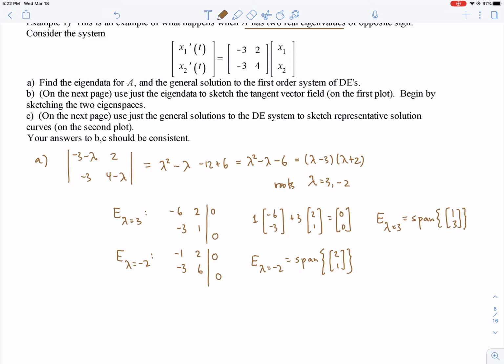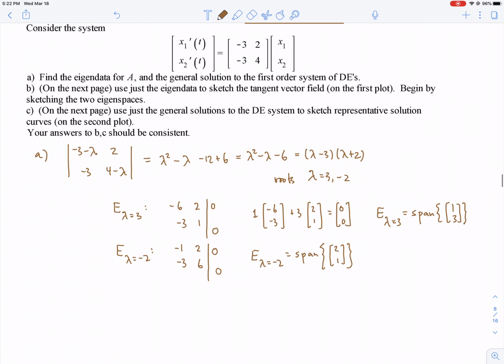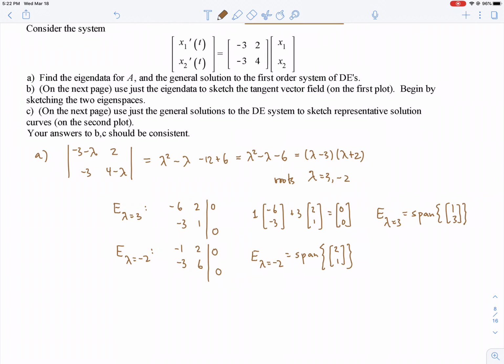Okay, so now on the next page, we're going to use this eigendata information to sketch the tangent field. That we'll see is doable but cumbersome, and then we'll re-understand the phase portraits by just writing down the homogeneous solutions from the eigendata in part C and studying what happens to those parametric curves.